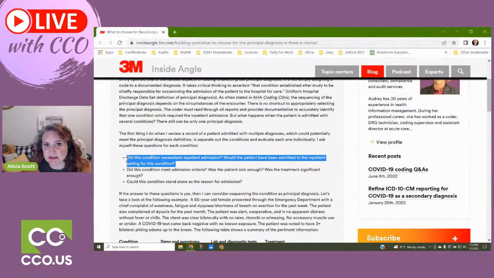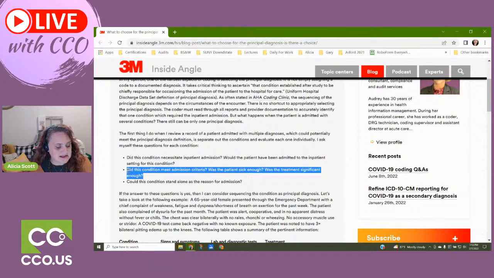So, was it the diabetes? Was it the COPD exacerbation? Was it the pneumonia with an exacerbation, etc.? Then go on to say, did this condition meet the admission criteria? Was the patient sick enough? And was the treatment significant enough? So, in other words, the patient may have diabetes, but the reason that they were admitted, what was complicating the problem, the reason the patient just couldn't go home, was the exacerbation of their COPD.